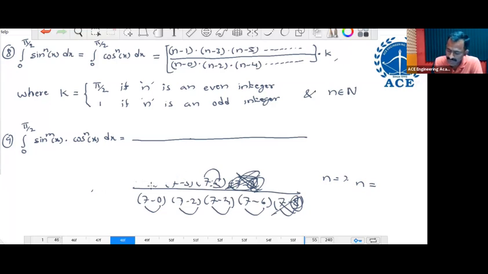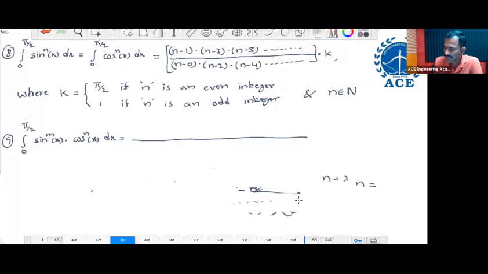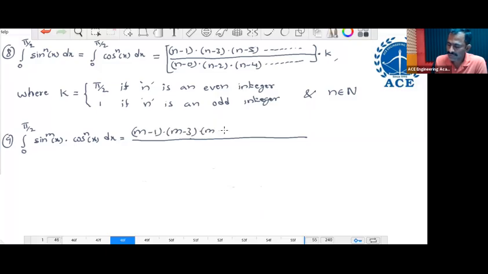The same thing applies for the next property also. Okay, let us write the property like above only. First, we start with the power m. In the numerator, start with the power m minus 1, decrease by 2, m minus 3, m minus 5, and so on.